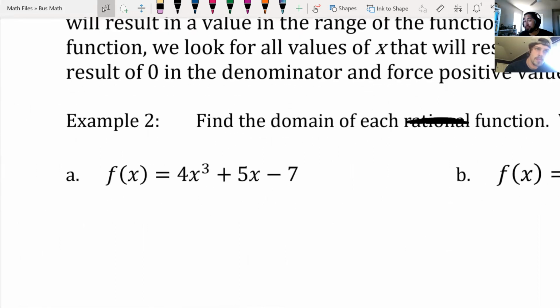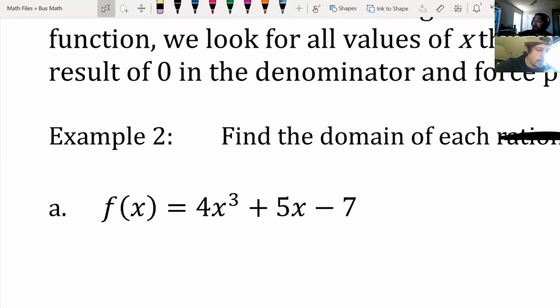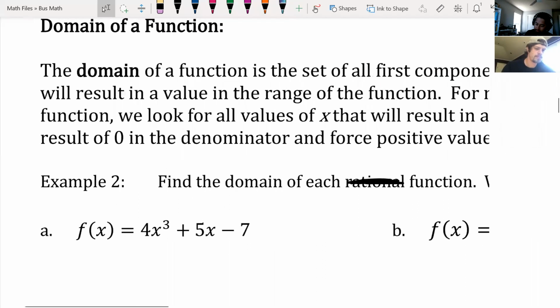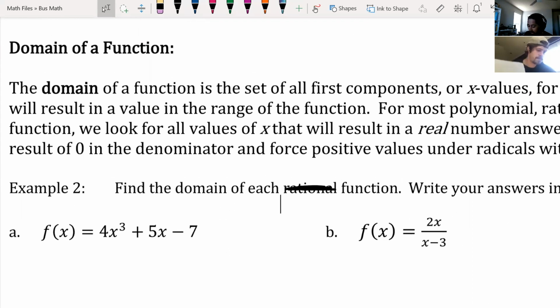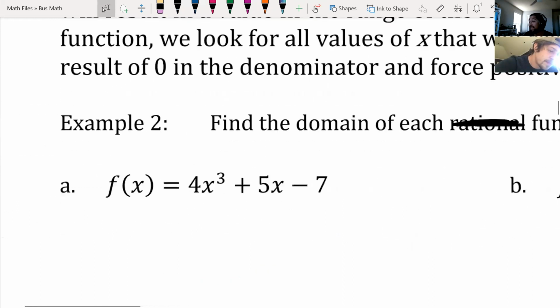So in order to find the domain of a function, you have to know what function you are working with, what type of function you are working with. So for the first one, f of x equals 4x cubed plus 5x minus 7. Does anybody know what type of function this is? Trinomial? It is a trinomial, which is good, but a trinomial still falls under another category. And a trinomial, a binomial, a monomial, whatever type of nomial we have, they all fall under one category. Polynomial. Okay.